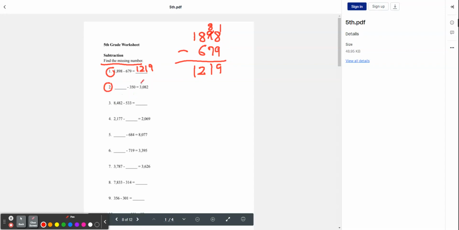Let's try 2. Blank minus 350 equals 3082. So the missing number is greater than 3082 by 350. So what we're going to do is add 350 into the product, and we get 3432 as our answer.